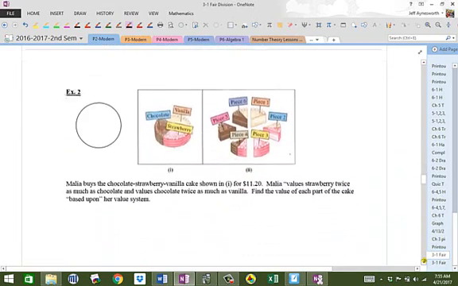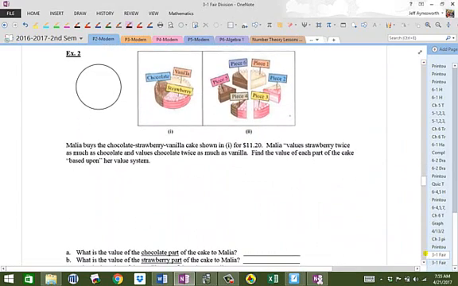Now, let's get into a little bit more in-depth example here, one that involves some different divisions. So in this case, in example 2, we got a cake. We got a chocolate cake, C for chocolate. It's part strawberry and it's part vanilla. So V for vanilla, S for strawberry, C for chocolate. And we notice it's been divided into equal parts. We're talking about thirds now.